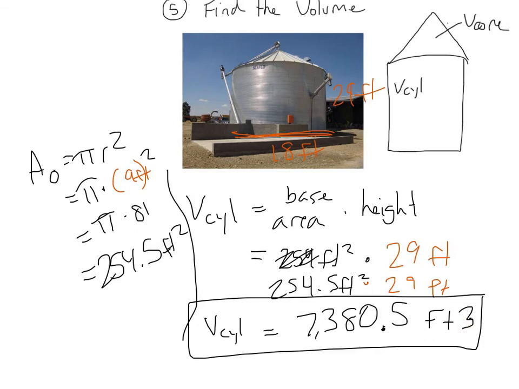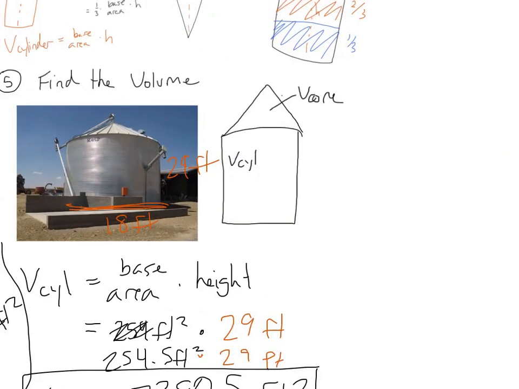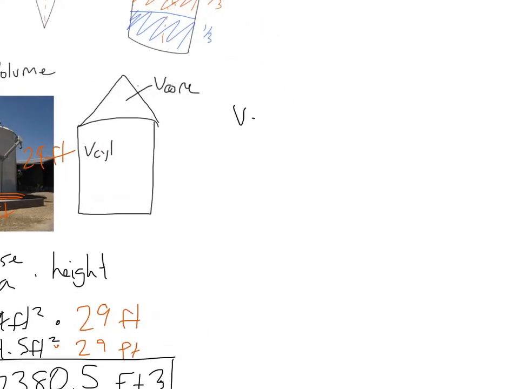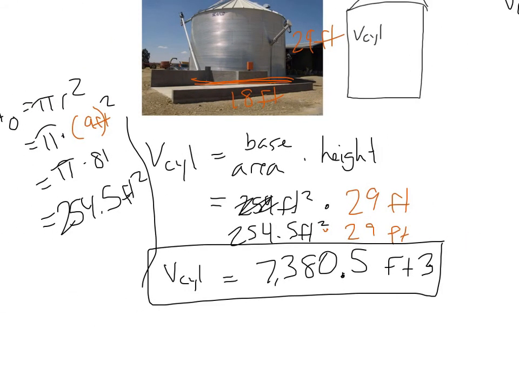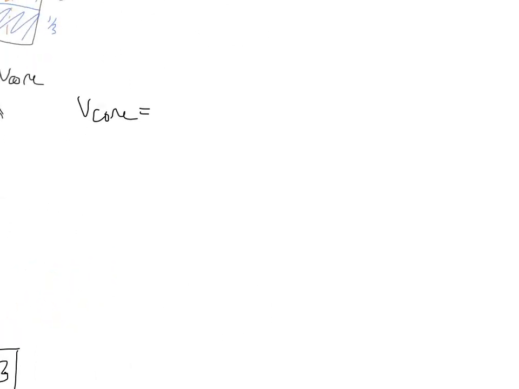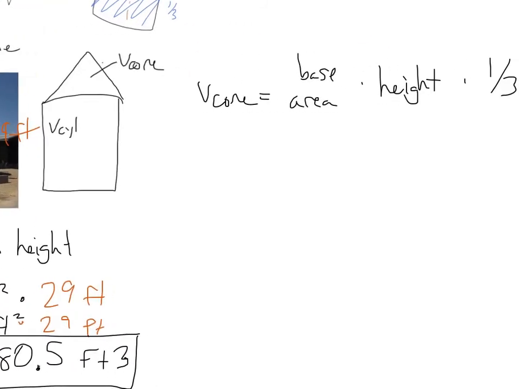Cubic feet inside that cylinder. So we're partway there, but we still have to find the volume of that cone on top. So what was the volume of a cone? Well, remember, it was the exact same formula as the cylinder, base area times height, but we tack on times a third. Or you could put the third over there. It doesn't really matter. So that's the volume of the cone.